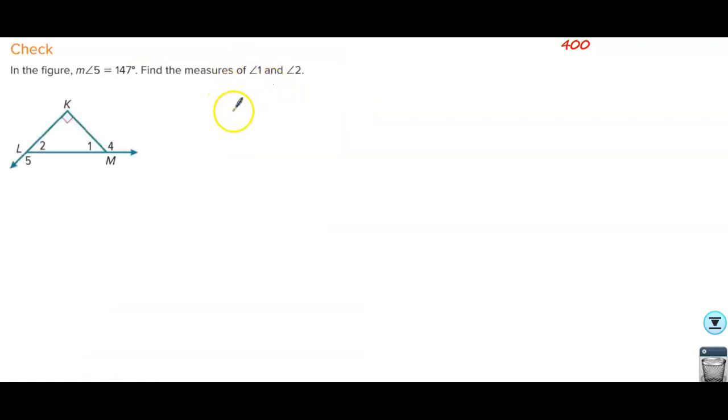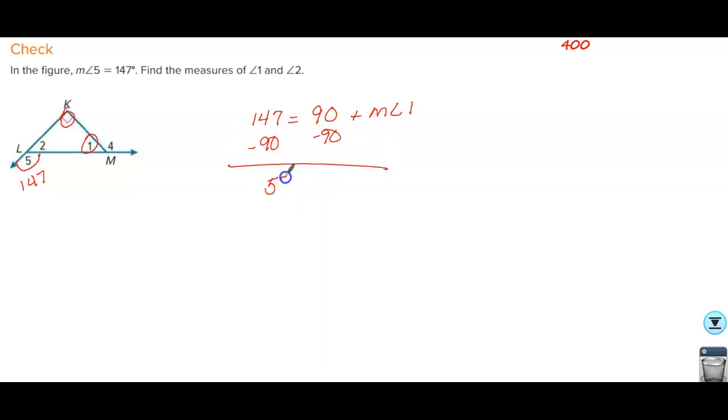So here we have a check. The measure of angle 5 is 147. So this guy right here is 147, which means he's going to be equal to this one plus this one. They want the measures of angles 1 and 2. We can definitely find 1 because we know that 147 is equal to 90 plus the measure of angle 1. If we subtract 90 from both sides, we get that the measure of angle 1 is 57. So 1 is 57.